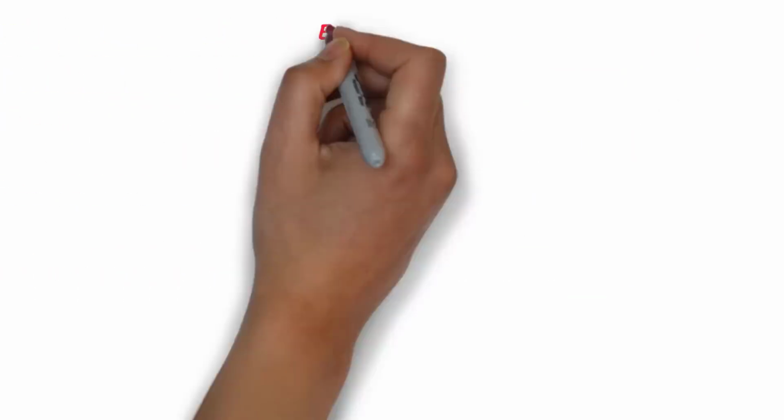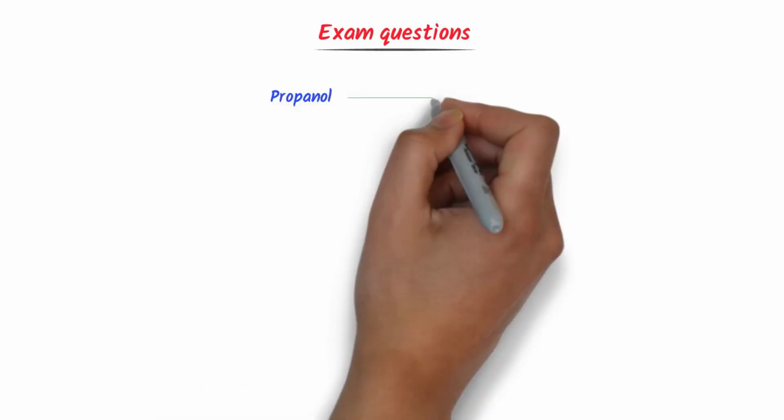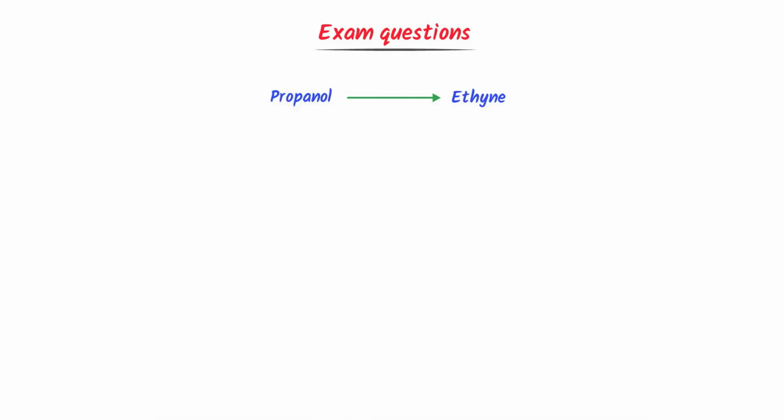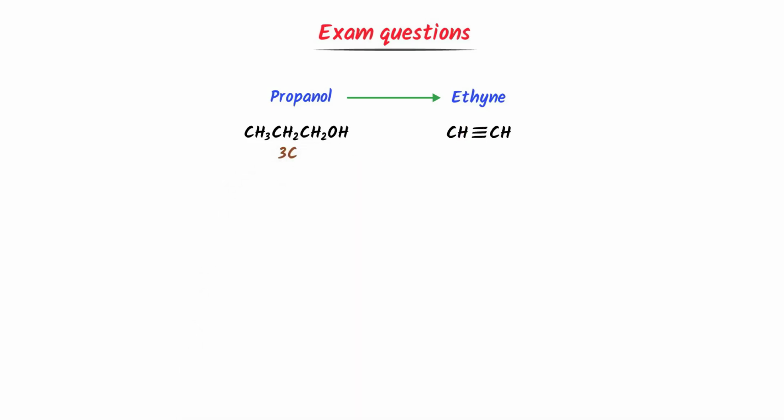Lastly, let me teach you some exam questions. For example, convert propanol to ethyne. Well, this is propanol and this is ethyne. We can see that there are 3 carbons in propanol and there are 2 carbons present in ethyne. Secondly, we will convert alcohol to alkyne.